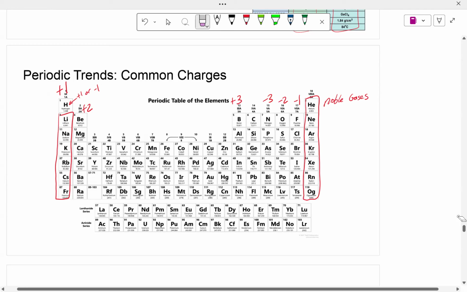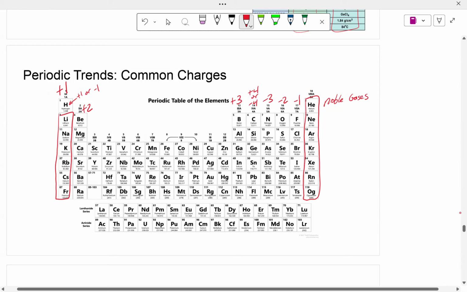And then just to go back to this fourth column, it could go either way. Sometimes you'll see it with plus four, or sometimes you'll see it minus four. But the trend here you can see is that all those elements in a particular column will have the same exact charge when they form ions.